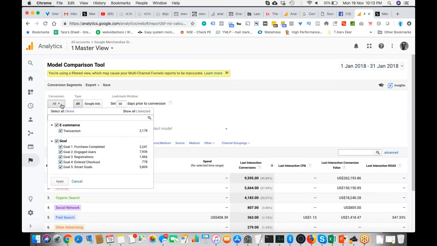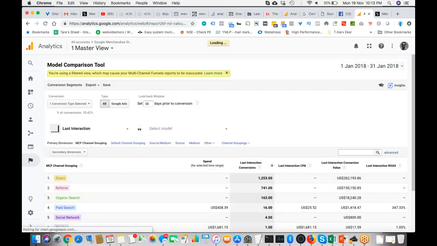And we are saying we don't want to see all the conversions. We are only interested in e-commerce conversions. This is an e-commerce website, so I only want to look at the e-commerce conversion. I'm not interested in other things like engaged users and user registration. For now, I am only interested in e-commerce. So that's the reason I have selected e-commerce over here.